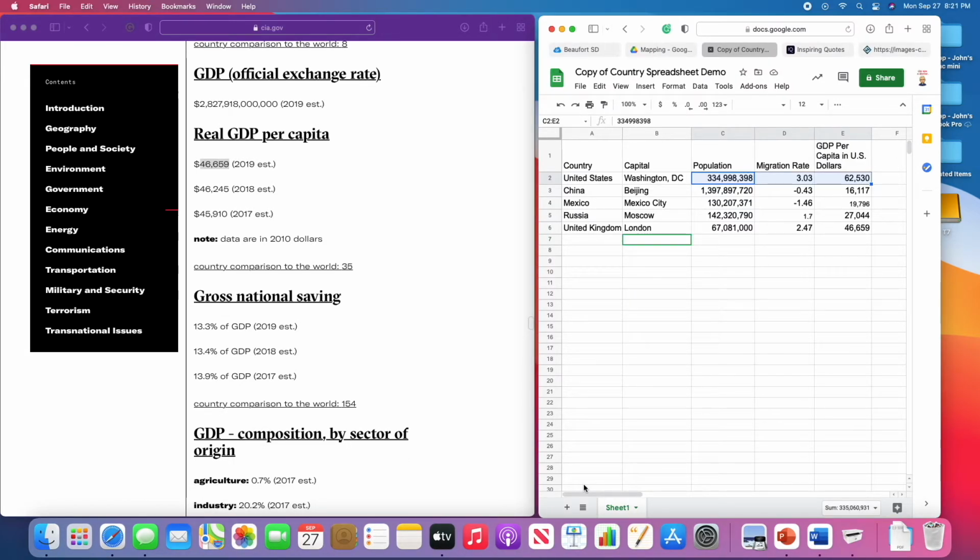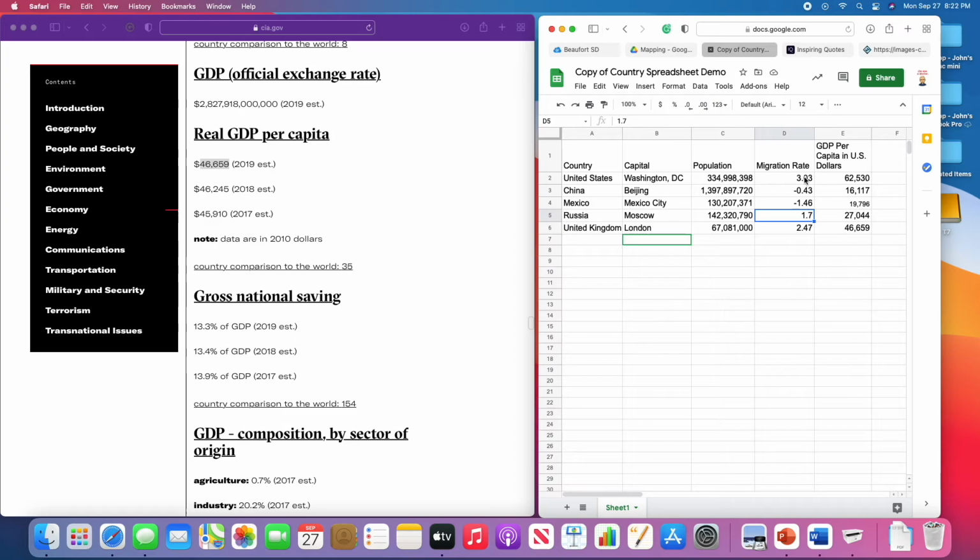I've gone through all the countries and put in the information that I need, and now I'm ready to do other things with it. I can do a data analysis, try to compare the migration rates, see who is migrating to countries such as the United States, where people are going to, or countries where people are leaving, such as China. We've got a negative number here, and so is Mexico. Okay, and Russia and United Kingdom also have people going into their countries.